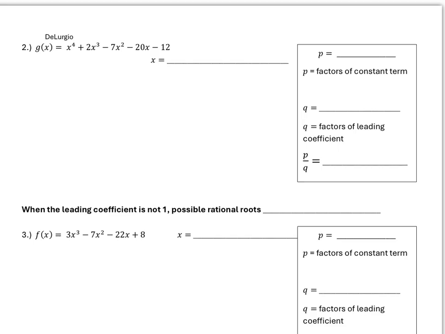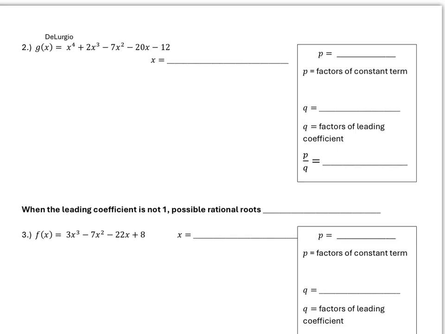All right, so we've got number 2 here, which is x to the 4th plus 2x cubed minus 7x squared minus 20x minus 12. So we have an x to the 4th. So we know that there could be up to 4 rational roots, right? Up to 4, because it's to the 4th power.